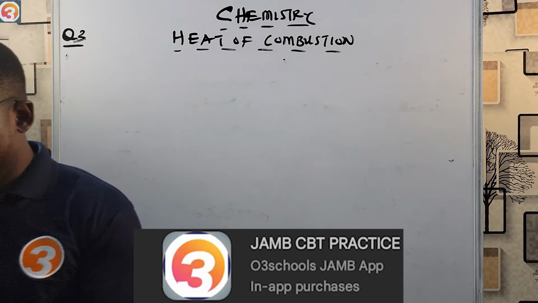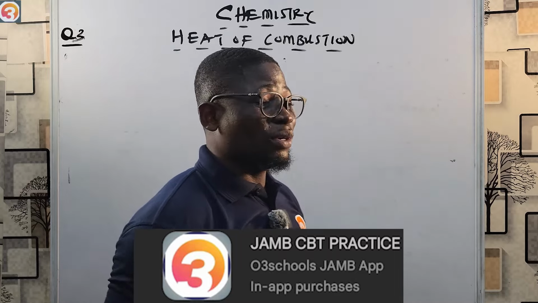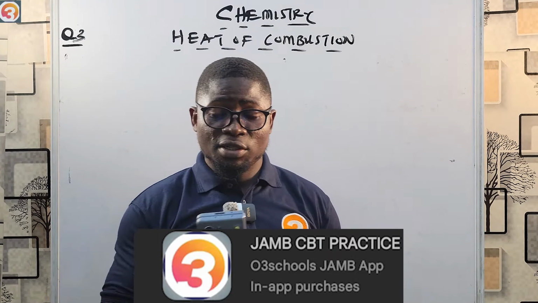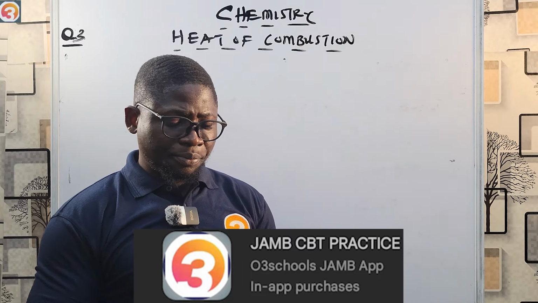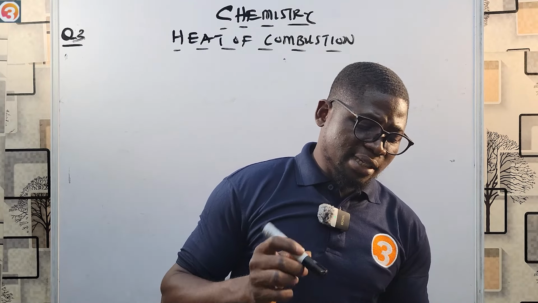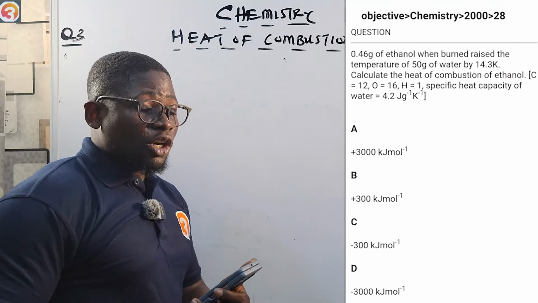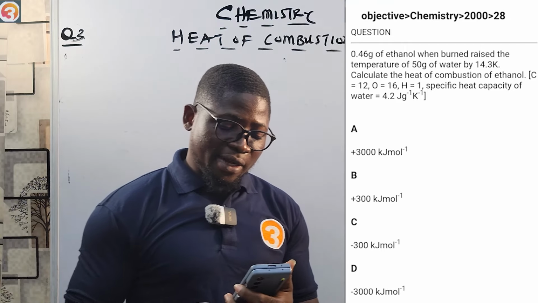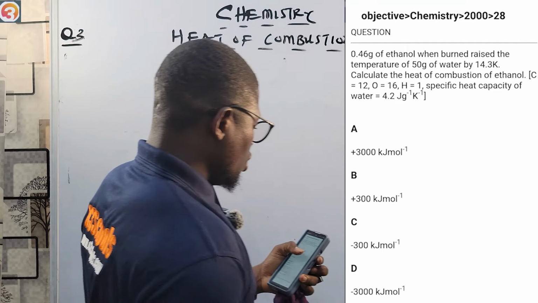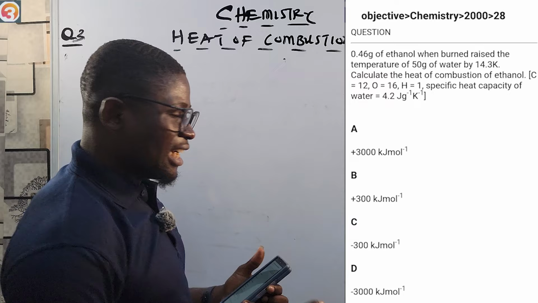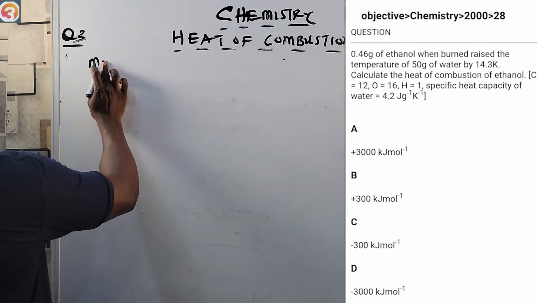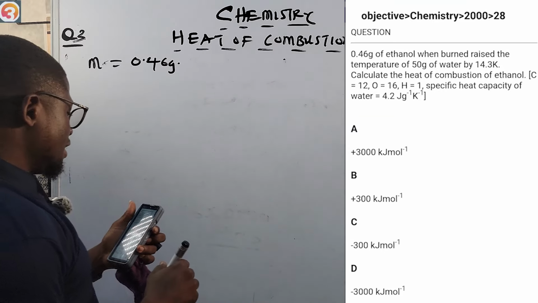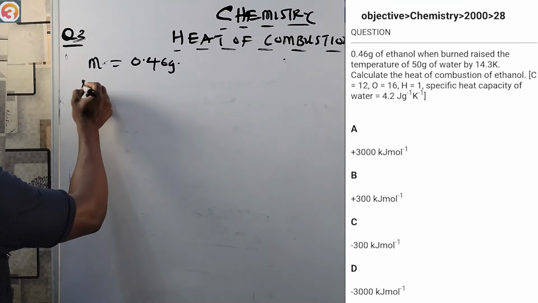Number three, let's take the app. So the app is all you need. There are past questions, everything is on the app. So just go and practice. See, that question we were trying to attempt before at the beginning, year 2000, number 28. We're given 0.46, it's been displayed on the screen, so I'm not going to write it on the board. So 0.46 gram of ethanol when burnt raised the temperature of 50 gram. So I'm going to solve it like the JAMB exam. We know mass. Mass is 0.46 gram. Then they say when burned, raise the temperature. We're looking for the quantity of heat.